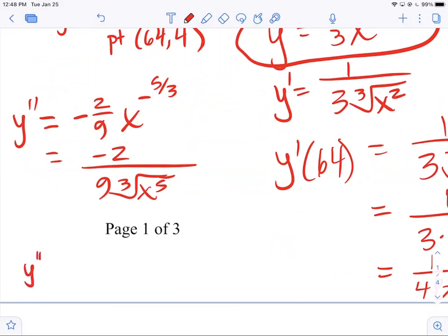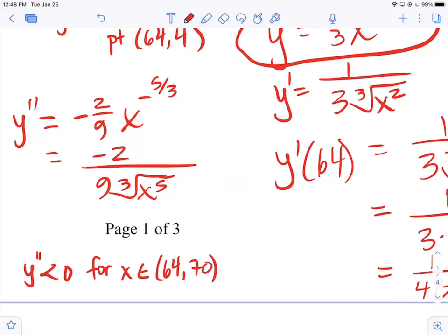y double prime, well, you would say the same thing. It's concave down, y double prime is less than 0 for x on the interval from 64 to 70. Okay. Don't say for all x greater than 0. That would not be incorrect, but again, you want to speak to what we're doing.